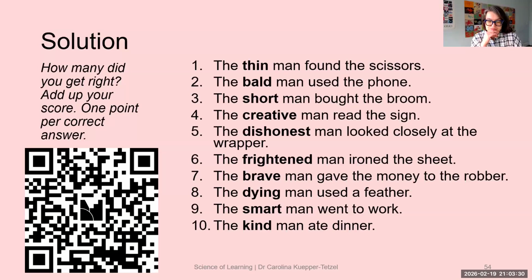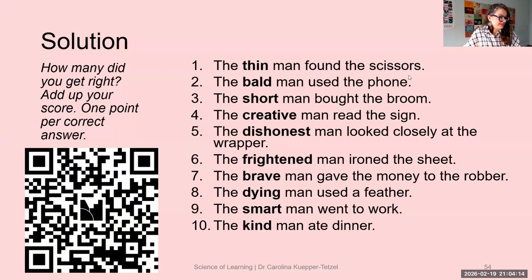Put your number in. Don't be shy. It's okay. I have a second part to this. Okay. It's all right.